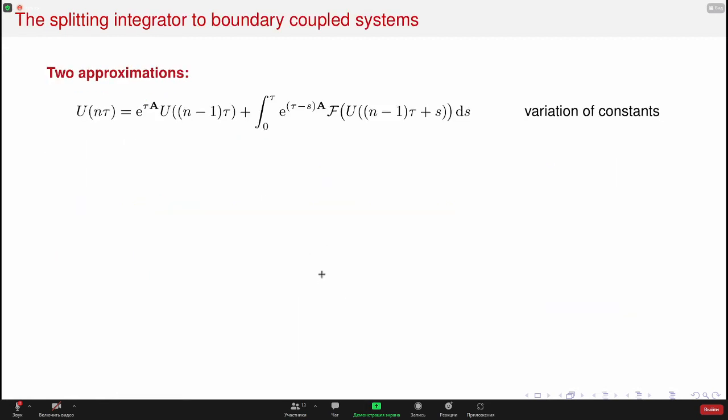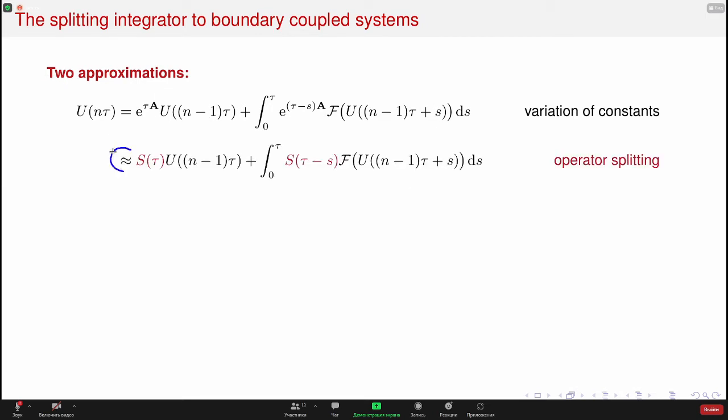In our case, what to do with this? Now we have two approximations. Here, I don't have any approximation yet. This is just a variation of constants formula. We have seen that. The first approximation is done by operator splitting, so the semigroup operators are approximated by these red S tau operators. But then here we are left with this integral. We also need to approximate this integral.